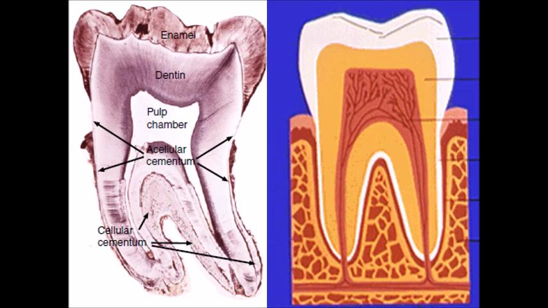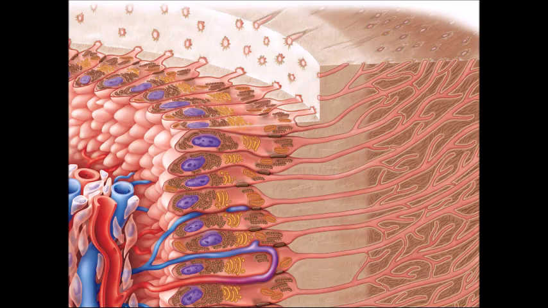Pulp is divided into two parts: coronal pulp and radicular pulp. The coronal pulp is the pulp which is found in the area of the pulp chamber in the crown region, and the radicular pulp is found in the roots of the teeth. At the end of the root there is the apical foramen where the blood vessels and nerves enter inside the pulp. This is a diagram for the pulp region.